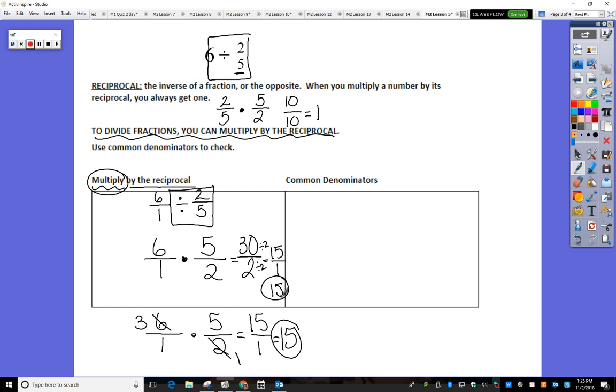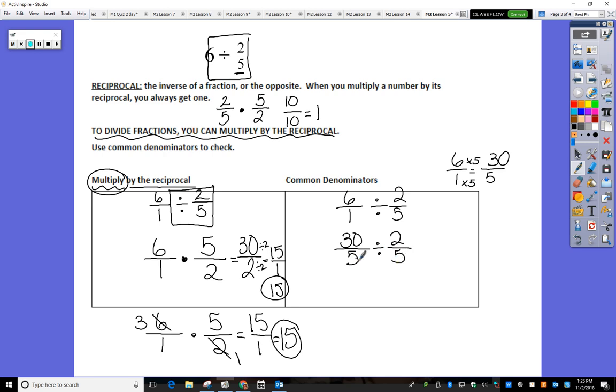All right, we're going to check our answer with common denominators since we know this is a method that works. So we had 6 over 1 divided by 2 over 5. Common denominator, anytime you have 1 as a denominator, the common denominator that you can use is the other one. So I'm going to turn 6 over 1 into fifths by multiplying both my numerator and my denominator by 5 and getting 30 fifths. I'm going to rewrite the problem, replacing the 6 over 1 with the 30 over 5.